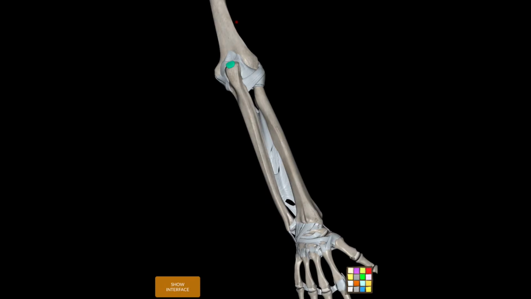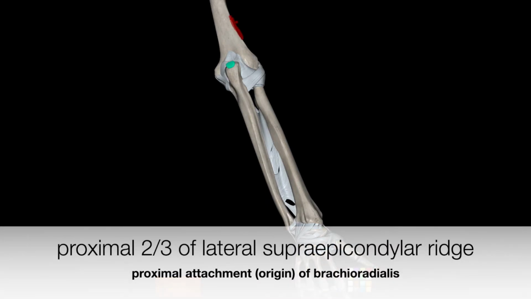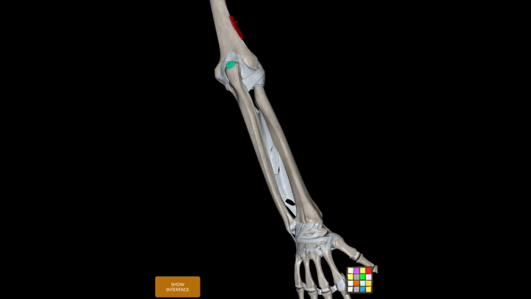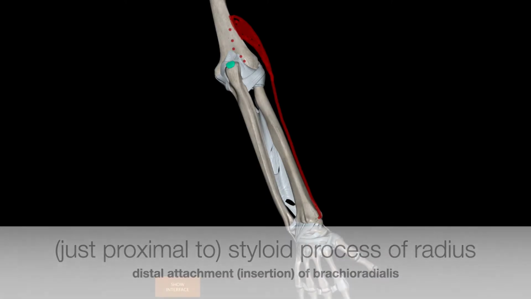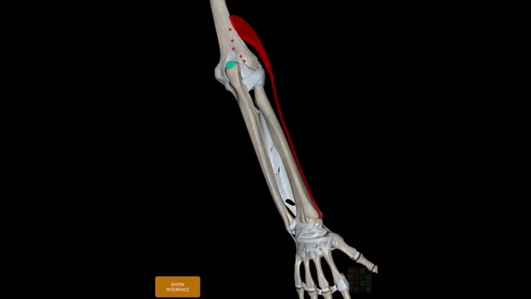Anyway, it arises proximally from high up here on the lateral supraepicondylar ridge, and most of its bulk is anterior, forming the lateral border of the cubital fossa, but some of it arches over here, and it's attached distally into the styloid process of the radius. It's a prominent muscle in the proximal forearm, especially when the forearm is semi-pronated.